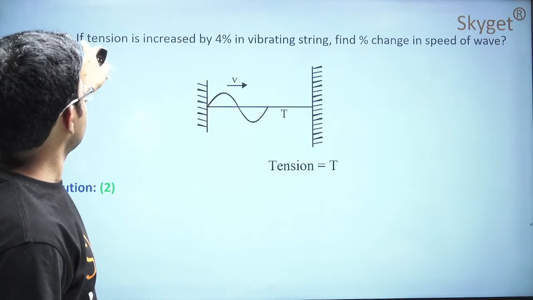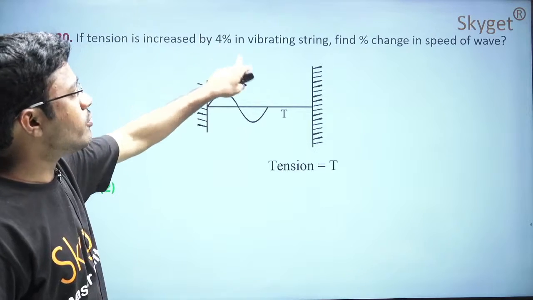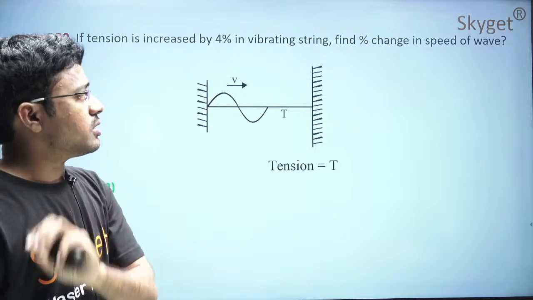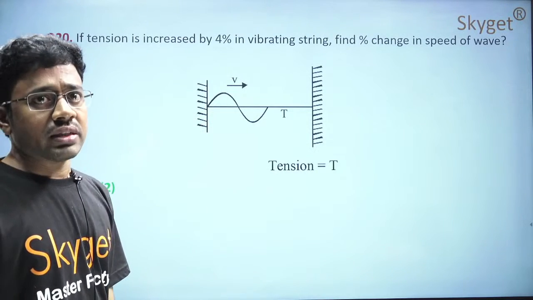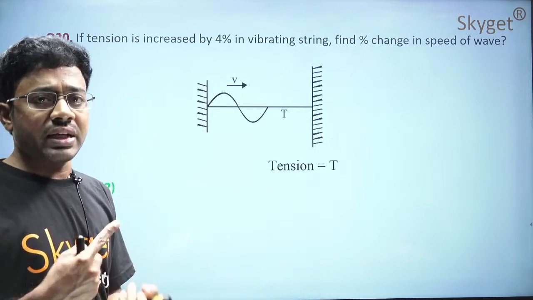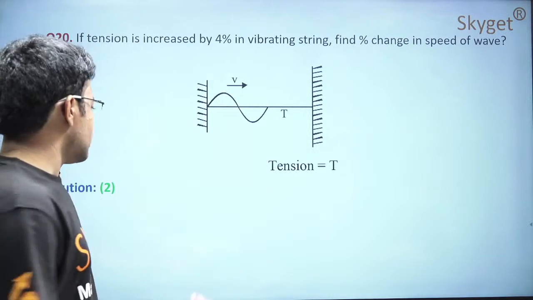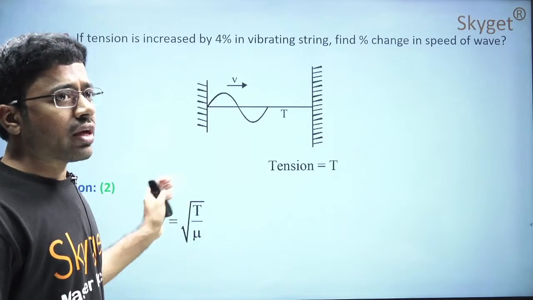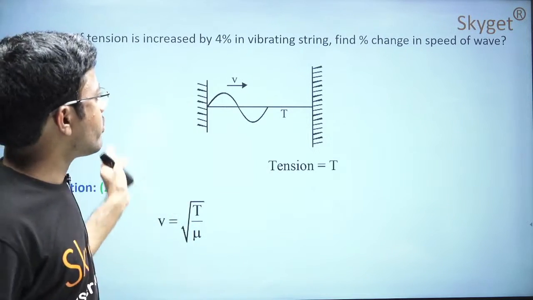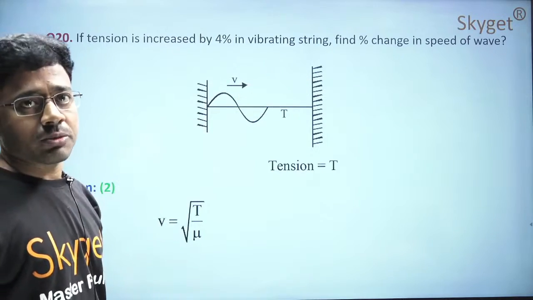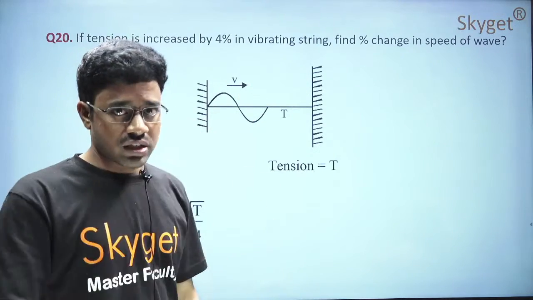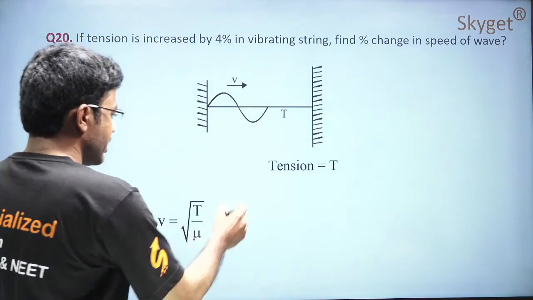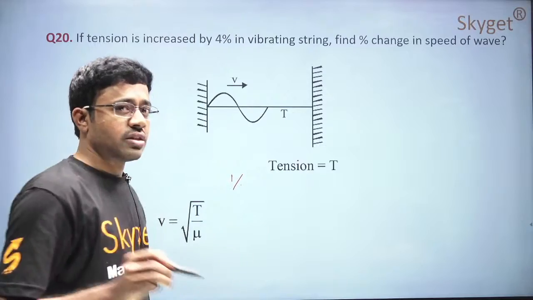Next, in the 20th one, it says if the tension is increased by 4% in the vibrating string, then what is the percentage change in the speed of the wave? You have to get a relation between the speed, tension and density. That is, V is equal to root over T by mu. Here you can use dimensional analysis to find the change in speed, since it asks for the percentage change. You can apply the same formula we learned for percentage error.